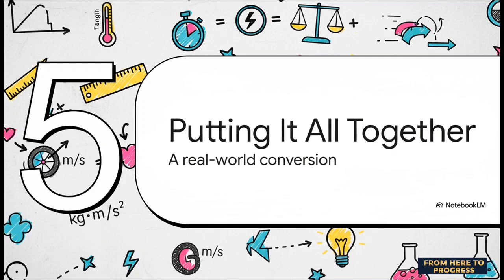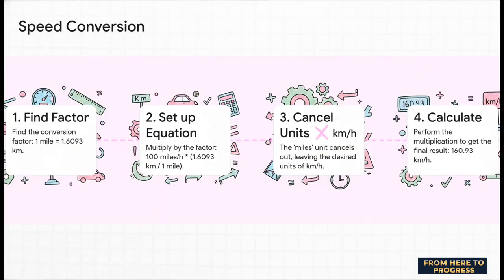Okay, we've got our base units, we know how to derive new ones, and we have our toolkit for handling different systems and sizes. Time to put it all together and solve a real-world problem. Let's say you're driving at 100 miles per hour, and you need to know what that is in kilometers per hour. First step, you need the conversion factor. You look it up. 1 mile is about 1.6093 kilometers.